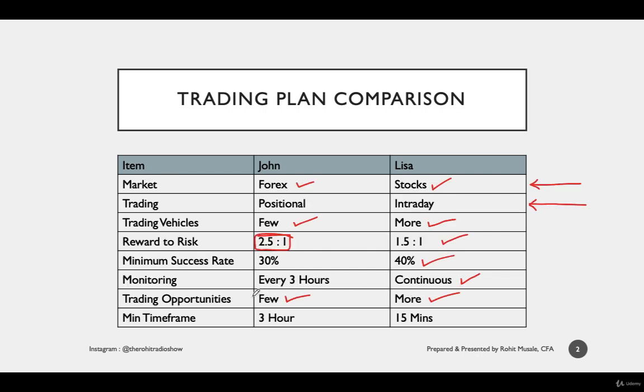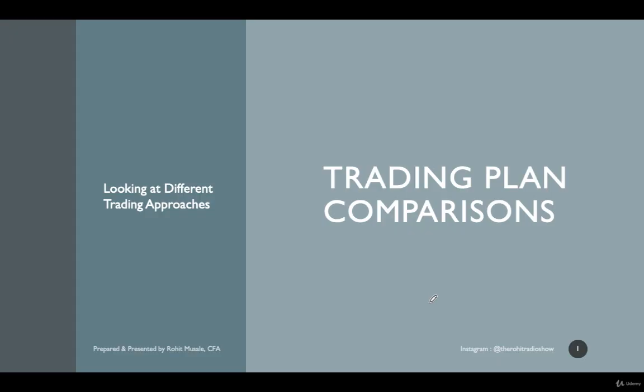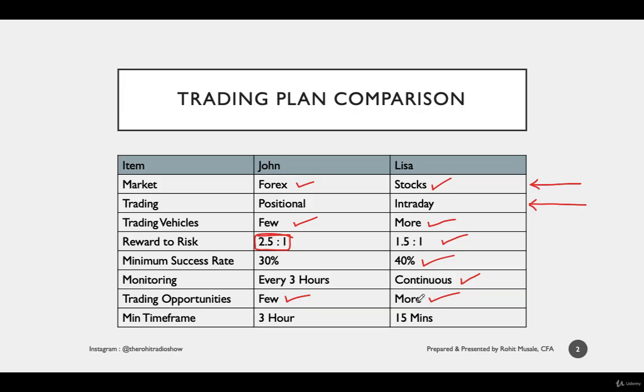The number of opportunities available for John are less. So he needs to be very selective about his trades. Lisa can be more liberal. She is looking at 100 stocks per day. So she needs to be careful. She needs to be very selective. She needs to be using the method of elimination and try to narrow down on her stock selection process, which she chooses to do intraday.